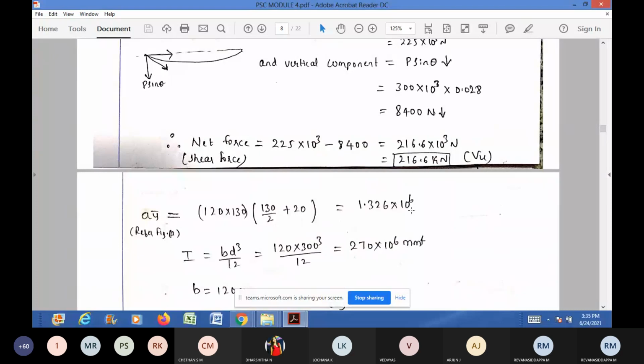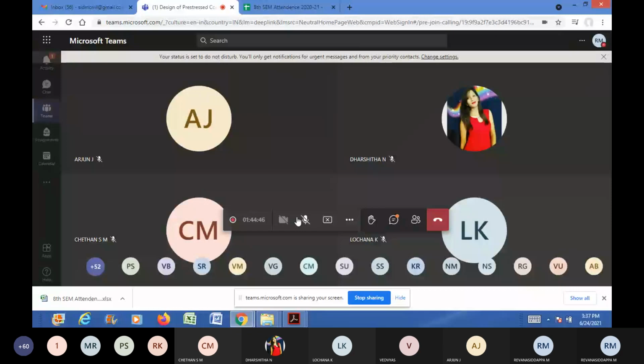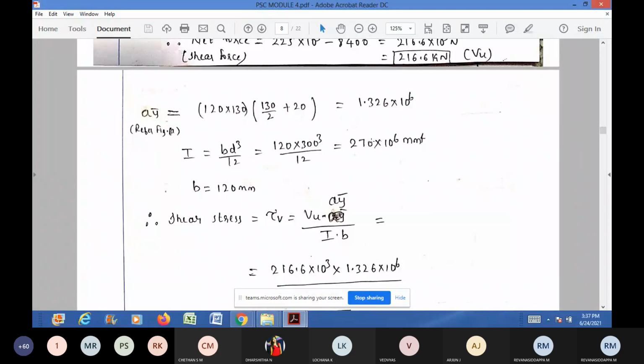Now next you calculate the moment of inertia, that is BD cube by 12 directly. B is the width of the beam, 120, and so on. Are you getting this answer, students? Yes, sir. 270 into 10.